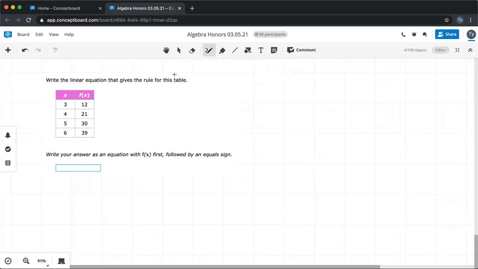So this problem was taken from IXL S.10, where we're creating equations from a table. So let's get started. It tells us to write the linear equation that gives the rule for this table, and we want our answer with f of x first.